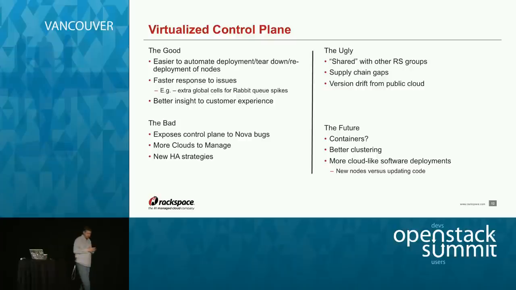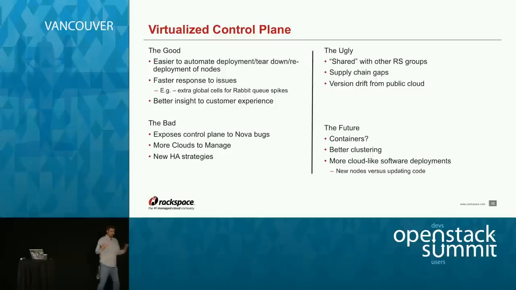So it's good. It's easier to automate the distribution of nodes, tearing them down, spinning them up, moving them about, reacting to problems. One of the real common ones that we've benefited from this is if something breaks in a way that causes the rabbit queue to spike out of control, then we can just go spin up a whole bunch of global cells workers until it pulls them down, and then tear them right back down. So it's an easy way to react to some of those problems. It gives us a little more insight into the customer experience because we're essentially running our own software on ourselves. And so, if there's a problem that's hurting us that bad, there's a chance that it's affecting our customers.